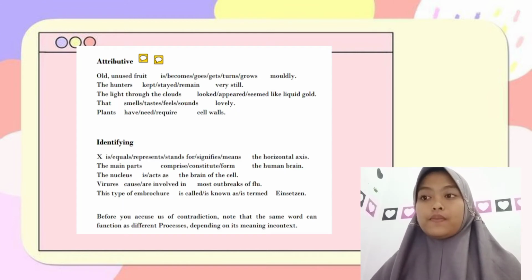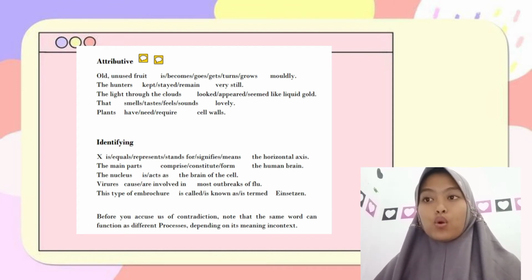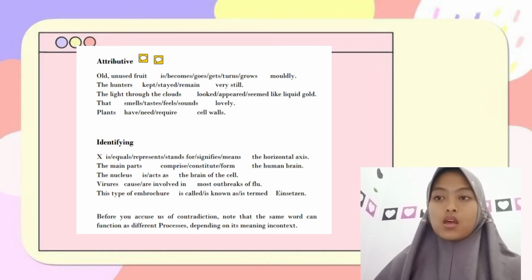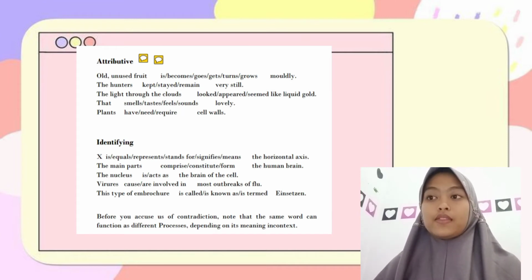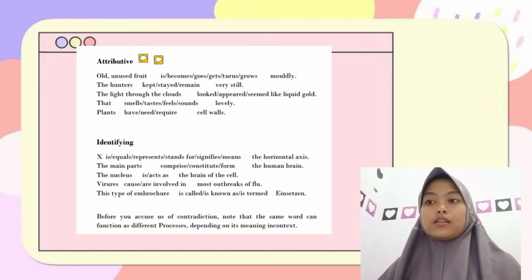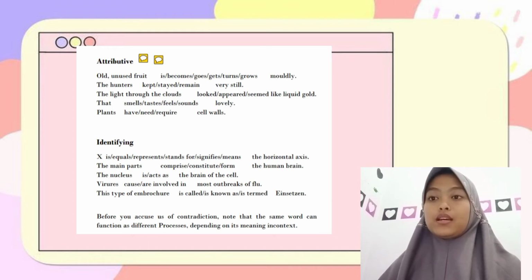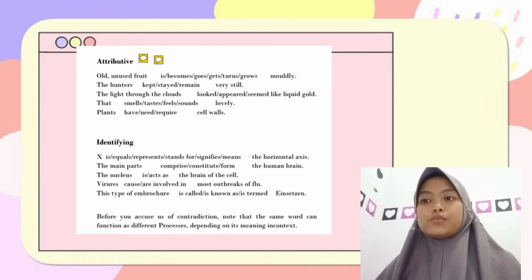Alright, and then the attributive. It can be is, or becomes, or goes, or gets, or turns, or grows, as in mildly. And the hunters keep, or kept, or stayed, or remain, very still. And then the light through the clouds can look, or appear, or seem like liquid gold. And it can be smell, or taste, or feel, or sound lovely. Then plants can have, or need, or require, cell walls.